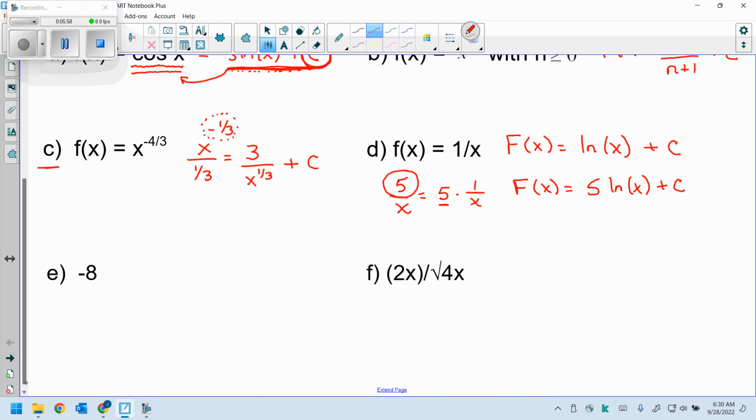Letter E, negative 8. What's the antiderivative? Well, negative 8 is the derivative of negative 8x, because the derivative of negative 8x is negative 8.